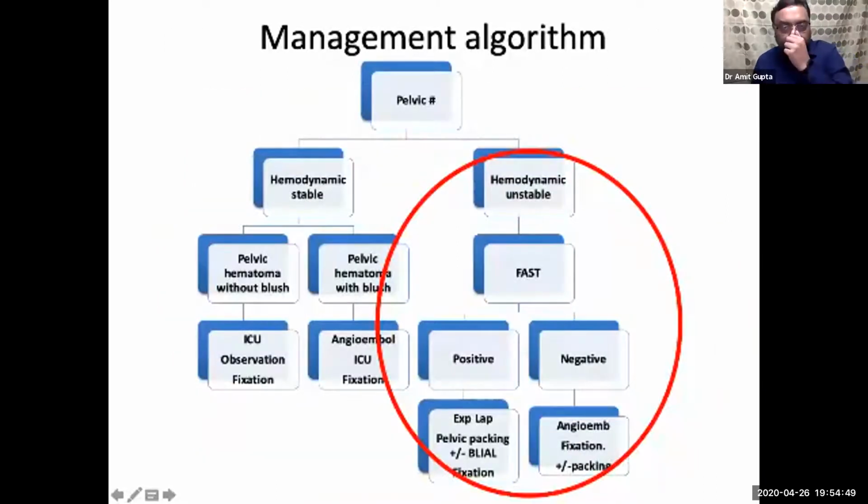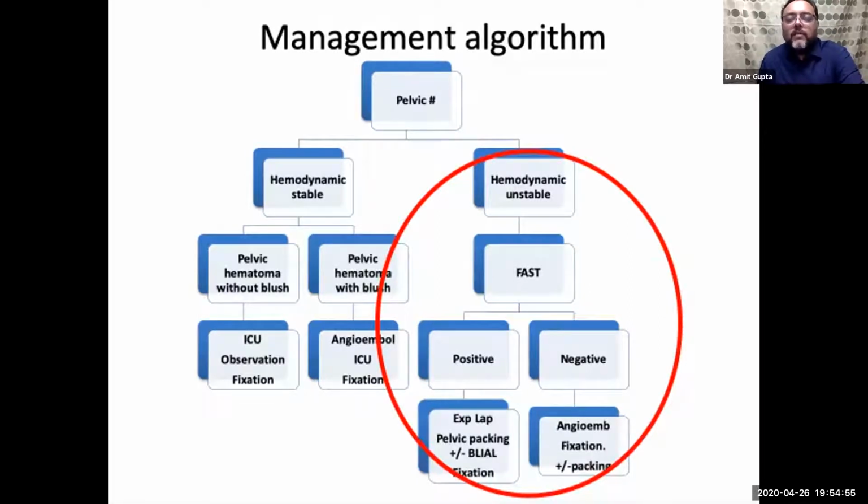So I think I would leave it at that and say that probably the management algorithm of a patient who has both an unstable pelvic fracture along with hemodynamic instability is this: FAST is crucial for surgeons. If it is positive, you need to do an exploratory laparotomy along with, obviously, plus or minus bilateral internal iliac ligation. You need to do a fixation, external fixation, and pelvic packing.